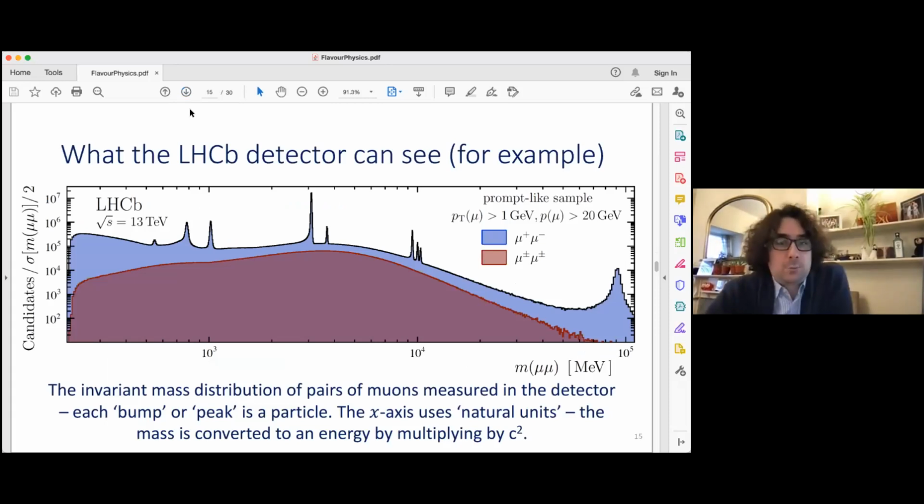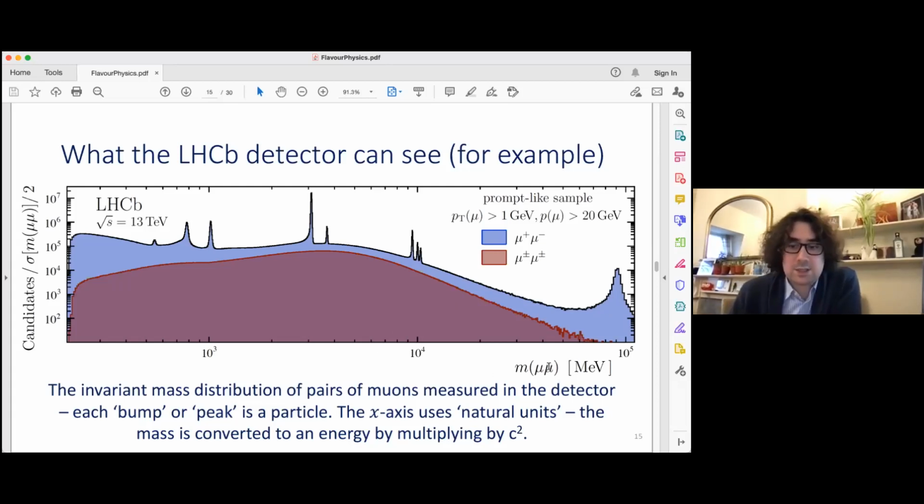And here's an example of what we can see. You've got here just a spectrum of what we measure. So here we're saying I'm going to select pairs of muons that we measure, and the blue distribution is where they're opposite charge. And this is the output, and you can see here that you've got various bumps in the spectrum, and each of these correspond to a different particle measured at different stages within the history of particle physics.